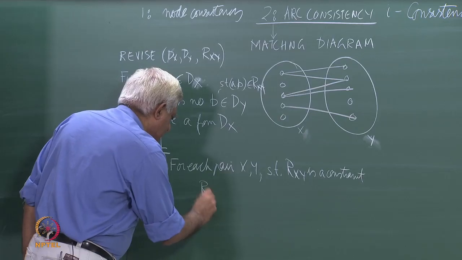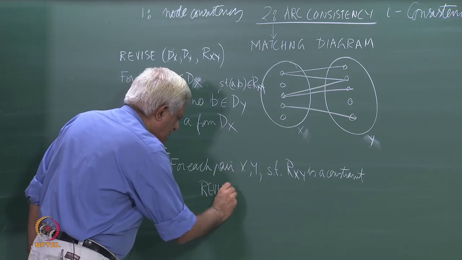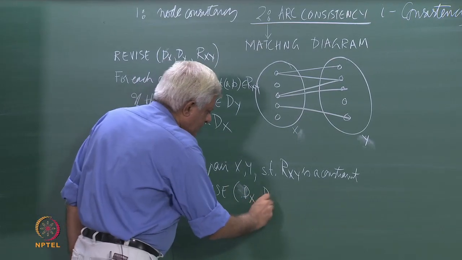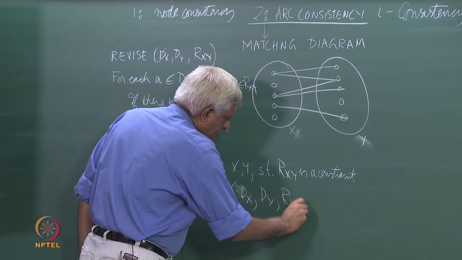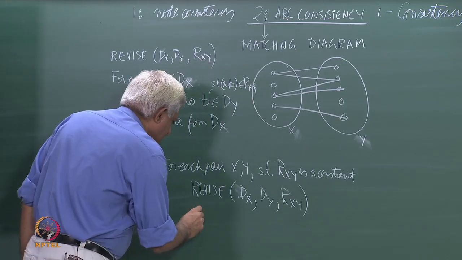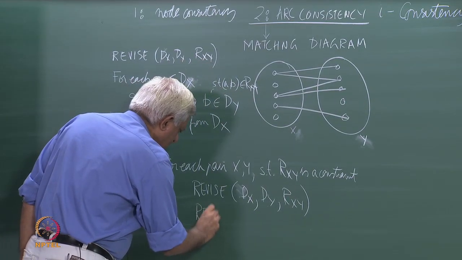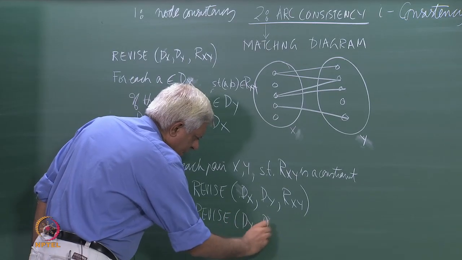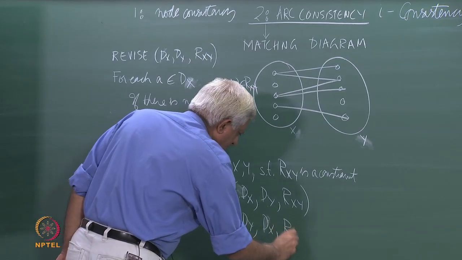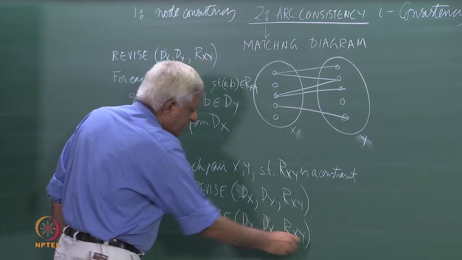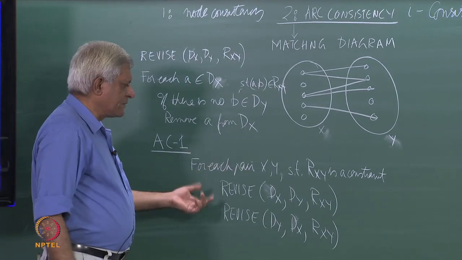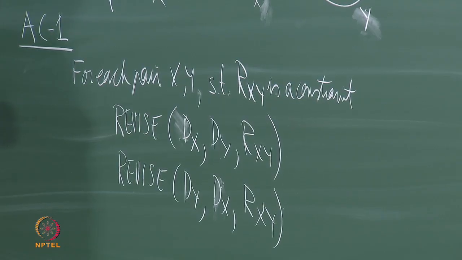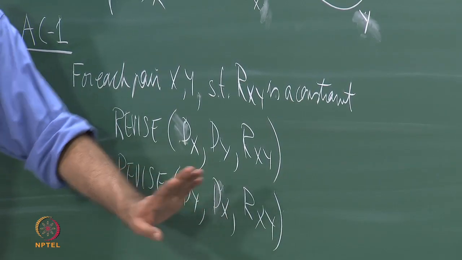call revise dx dy r x y, and call revise in both directions: dy dx r x y. So, we will assume that r x y contains the relation between them. Instead of writing r by x, I am just writing r x y usually.